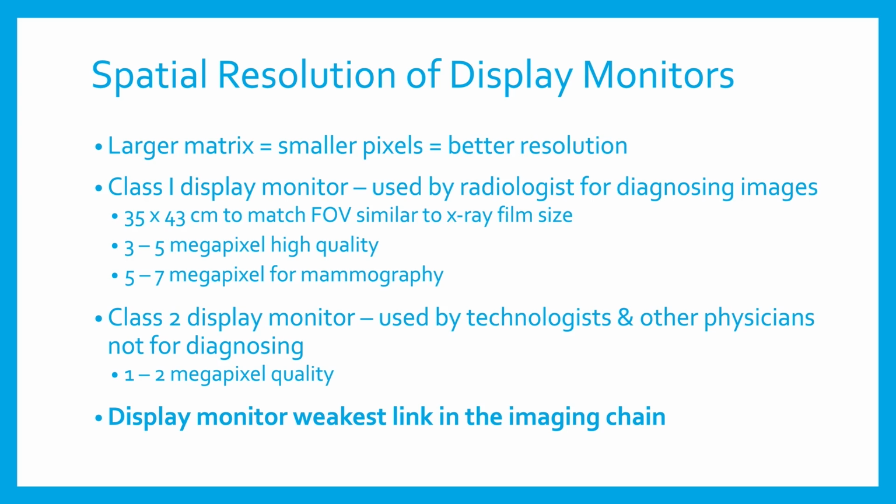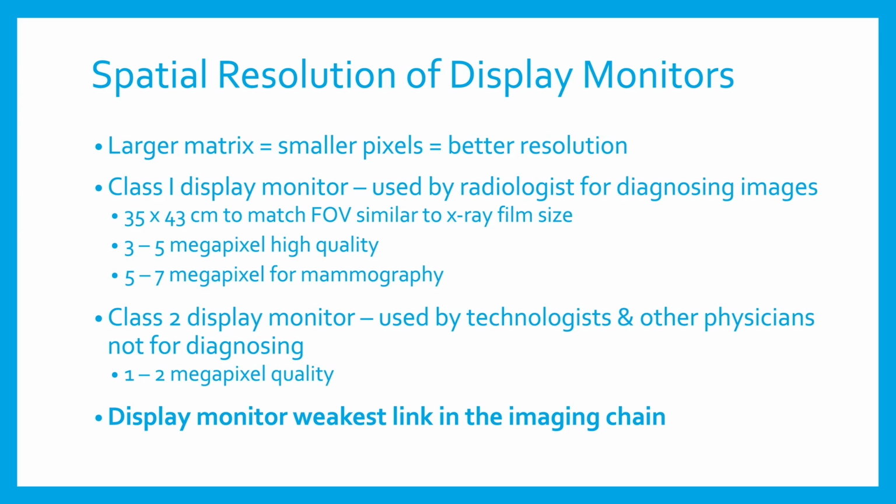Class 2 display monitors are what we use in the x-ray rooms, and those are not considered diagnostic quality, and they usually are 1 to 2 megapixel quality. And then the main thing you need to remember is that the display monitor is considered the weakest link in the entire imaging chain. The detector is actually the strongest link, and the display monitor is the weakest.